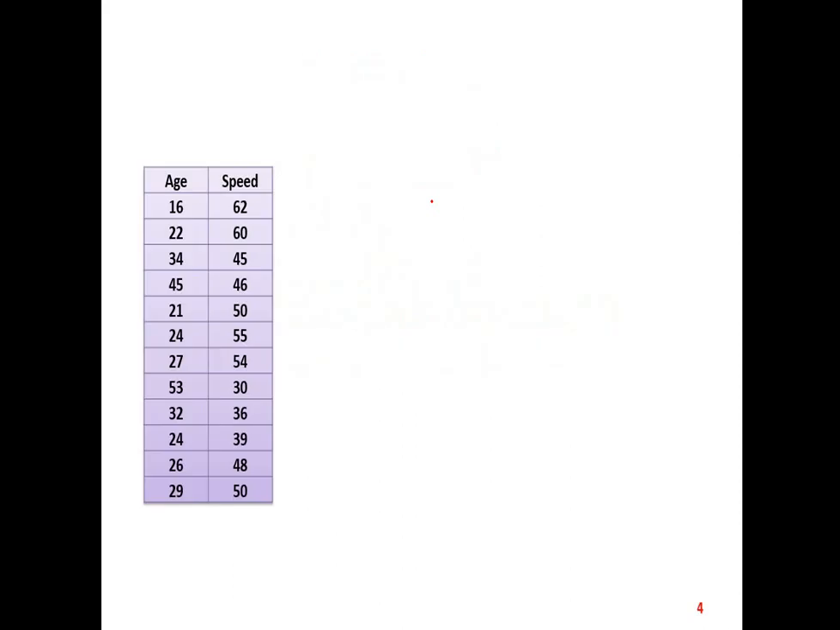Now, to draw the scatter diagram, we arrange the data this way, and then we draw the x-axis and plot the values of x. We have to arrange the x-axis in such a way that the minimum value, which is 16, and the maximum value, which I think is 53, are both included. So we start at some point smaller than 16, that is 10 here, and we go up to some value above 53, and that is 60.